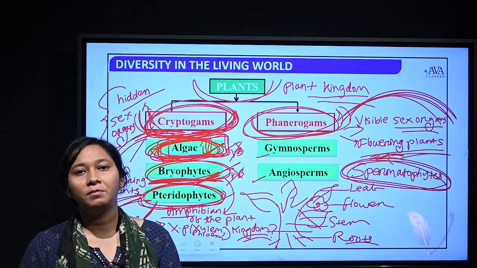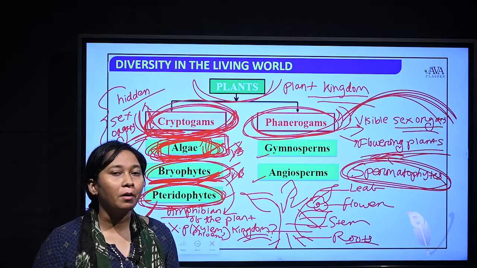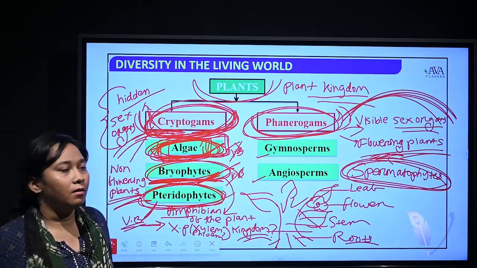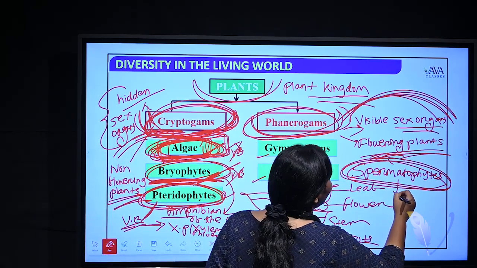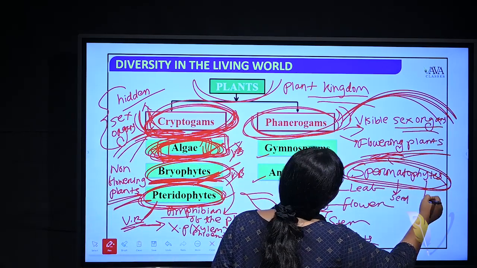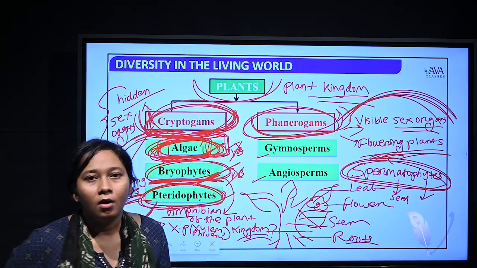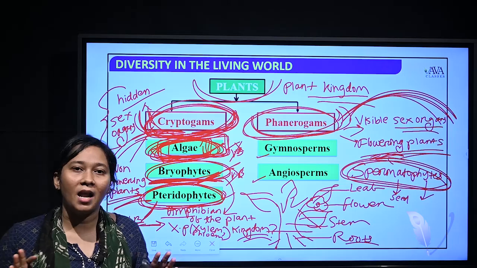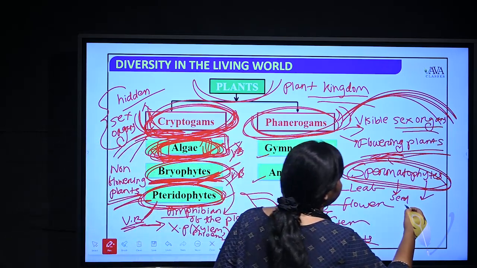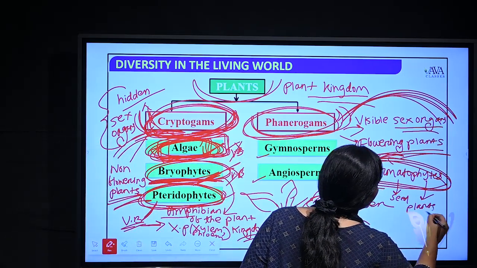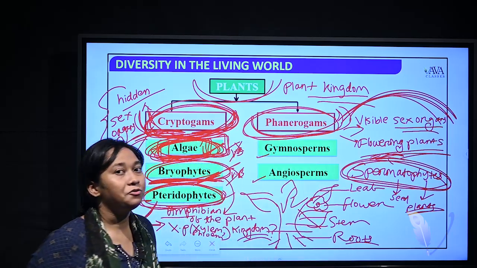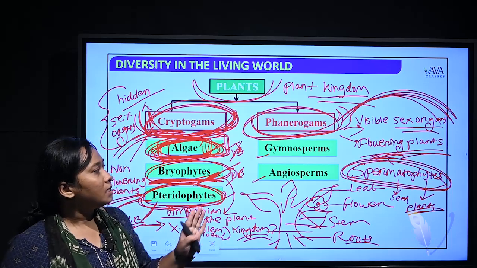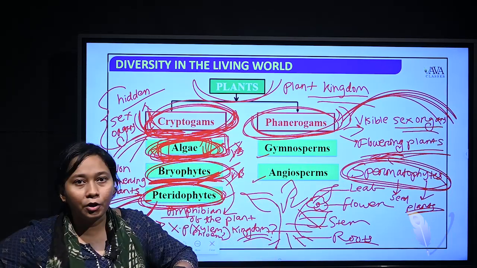Spermatophyte, sperm means what? I am not talking about zoology. In botany, sperma means seed. And phyte, as I told you a few seconds before, represents plants. So you see three terms: phanerogams, spermatophytes, tracheophytes.